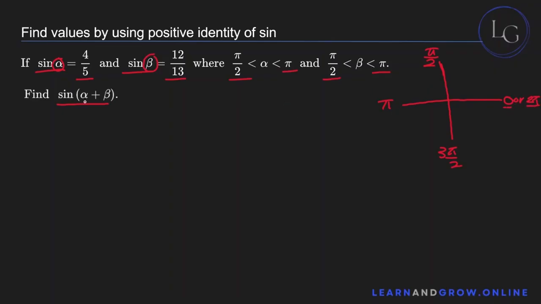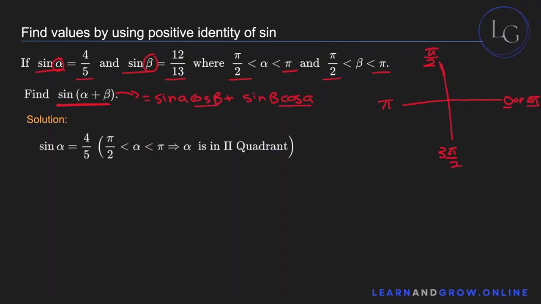Okay, so sine alpha plus beta, how do we find it? We only have sine alpha and sine beta. Now you can apply the trigonometric identity over here. You know that sine alpha plus beta is equal to sine alpha cos beta plus sine beta cos alpha, right? So basically what you need now is cos beta and cos alpha. How do you find that?